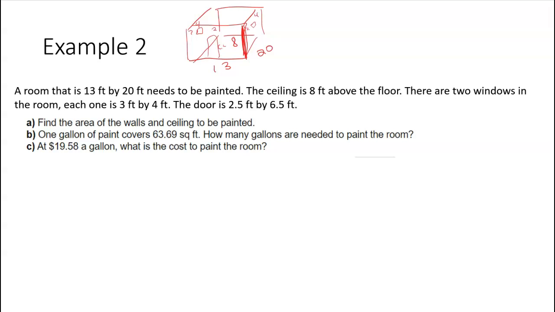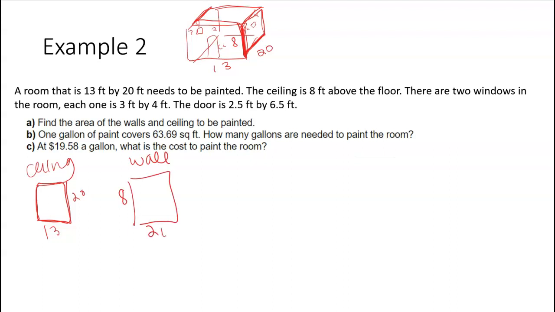All right, so find the area of the walls and ceiling to be painted. Well, I know that the ceiling is going to match the floor. So the ceiling is going to be 13 by 20 rectangle. And then let's talk about walls for a moment. This wall here is going to be 20 by 8. And there are 2 of those, right? There's one over here too.